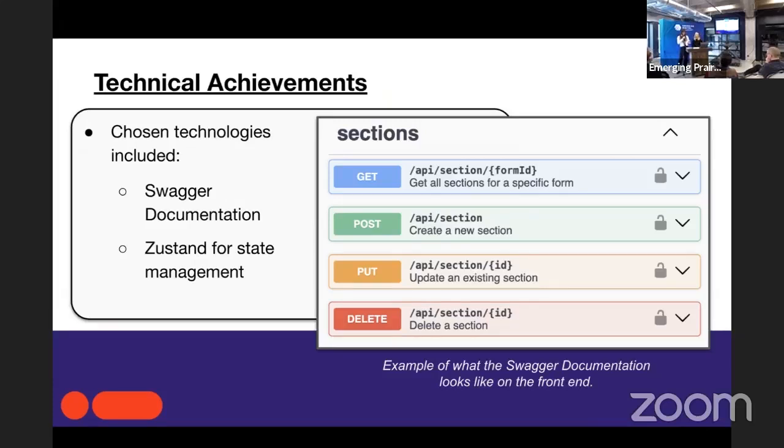Yep, so our client Jace requested the use of technologies he was familiar with for easy post handout maintenance. Some of these technologies include Swagger documentation. The photo on the right side is what that looks like on the front end. And then we also used Zustand for state management. And that means it's just a different way to manage data and actions on the front end.